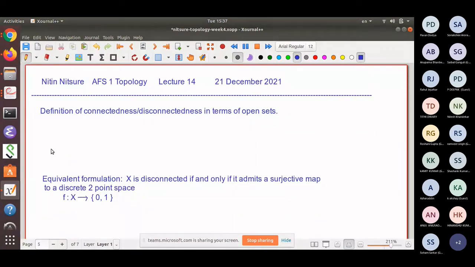So we come to today's material, and let's recall the definition of connected or disconnected in terms of open sets. So that definition said that this was X, and there are going to be two subsets. One is U and the other subset is V. And both are non-empty.